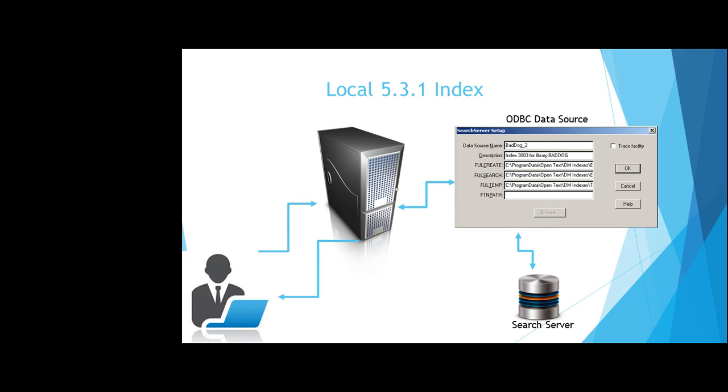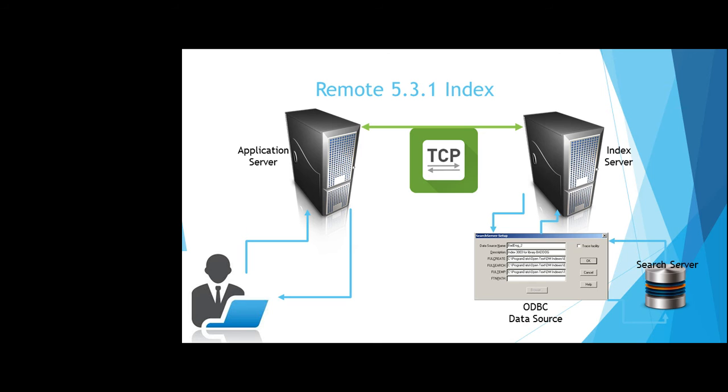So this is an example of a local. What this is saying is, you've got a user running a search, and he's going to his login DM server here. The DM server goes through the ODBC data source to the search server, gets said results, and goes back through the data source to the user. So it's all done through ODBC in a local environment. When you get to the remote index, you've got two servers. The user goes to his app server, and it then goes through TCP. When you share an index in this remote configuration, you're required to assign a TCP port. That's what that TCP port is for: the communication between the login and the index DM servers.